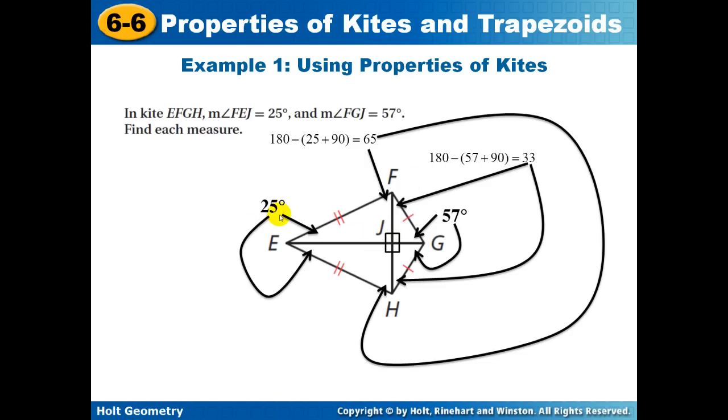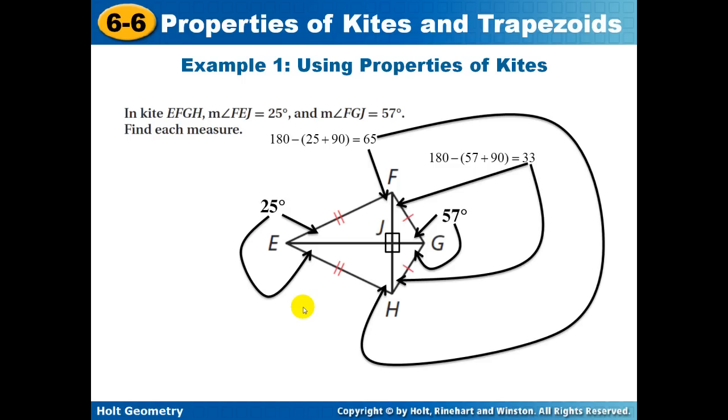So all I'm going to do is draw a whole bunch of arrows. I'm just going to say the 25 also goes down here, the 65 also goes down here, the 33 also goes here, and the 57 also goes here. So all I'm doing is taking the top half and moving it down to the bottom as well, because we have a nice little line of symmetry with kites. Kites are nice like that.